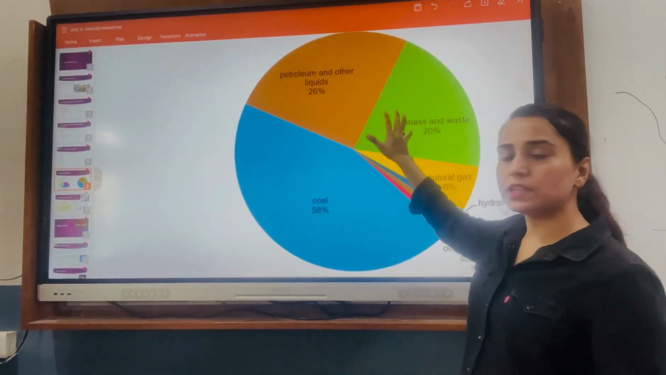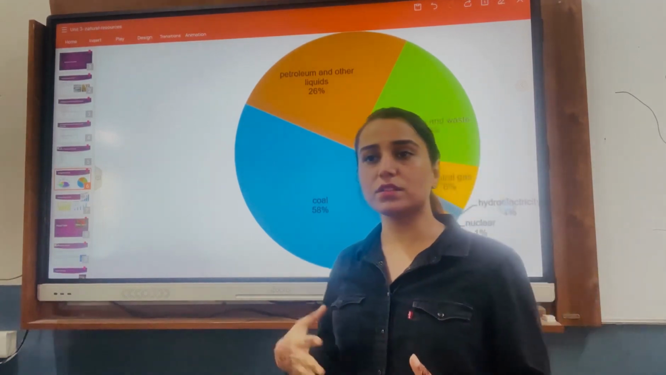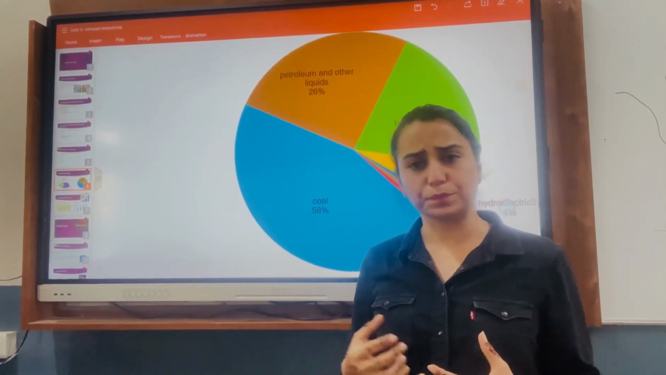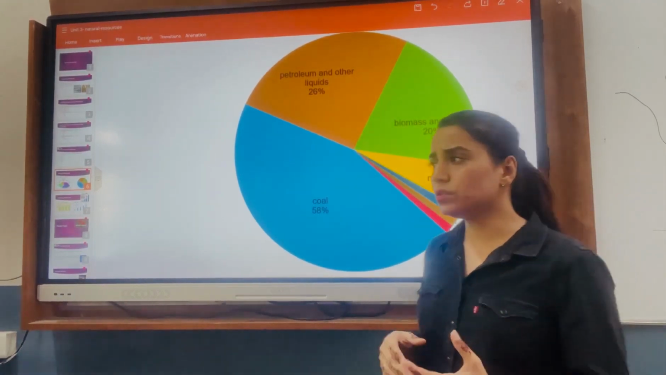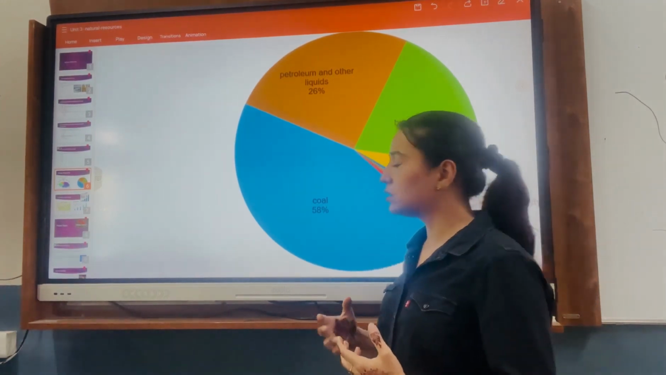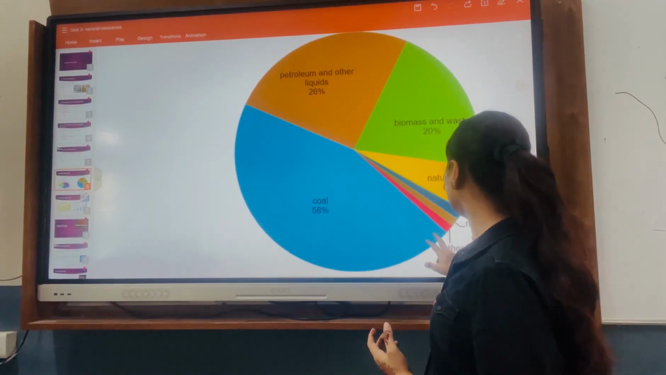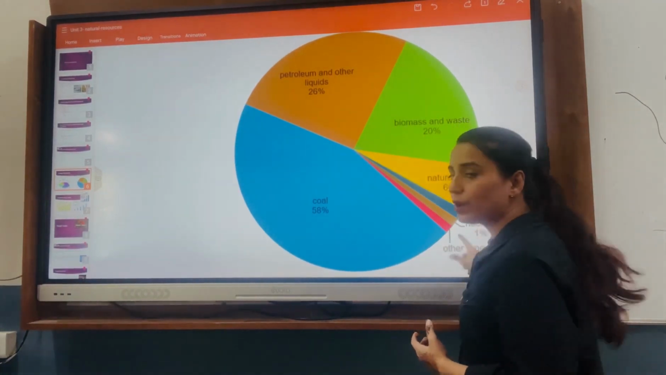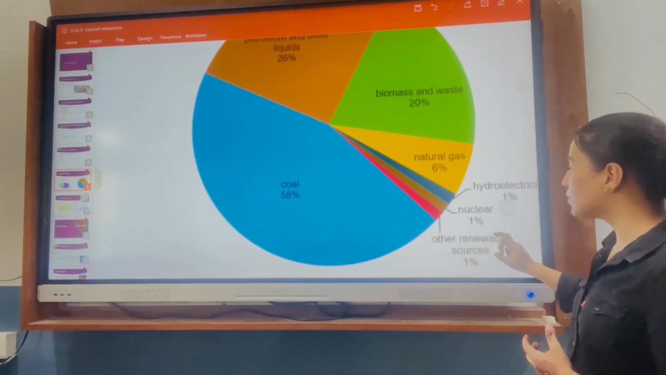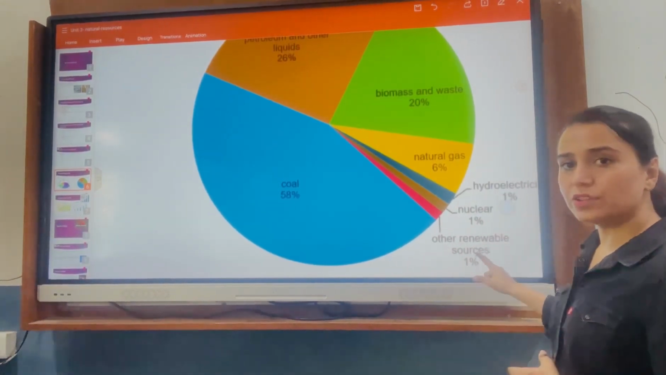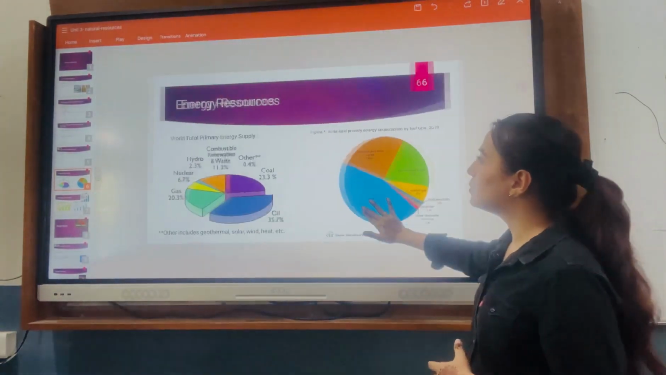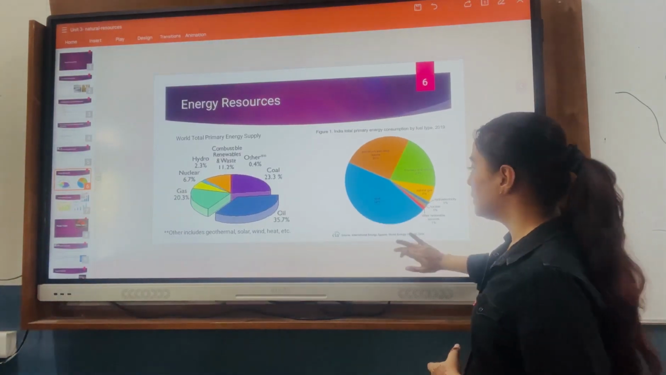Most of the time we utilize biomass energy in terms of waste, in terms of wood. Fuel wood, and also gobar, cow dung cakes, are utilized for the production of power. Around 1% is utilized in the case of hydroelectricity. Nuclear energy supplies less than 1%, and other renewable resources around 1%. So this is how the world moves in the case of energy resources.